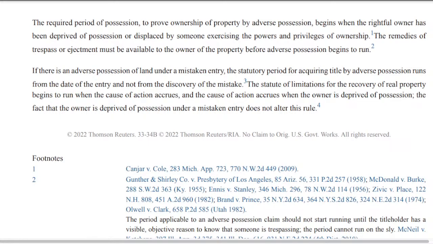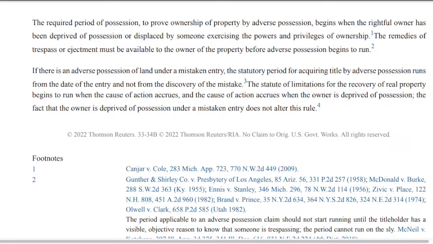How'd that happen? The required period of possession to prove ownership of property by adverse possession begins when the rightful owner has been deprived of possession or displaced by someone exercising the powers and privileges of ownership. There you go. You're correct on that one.